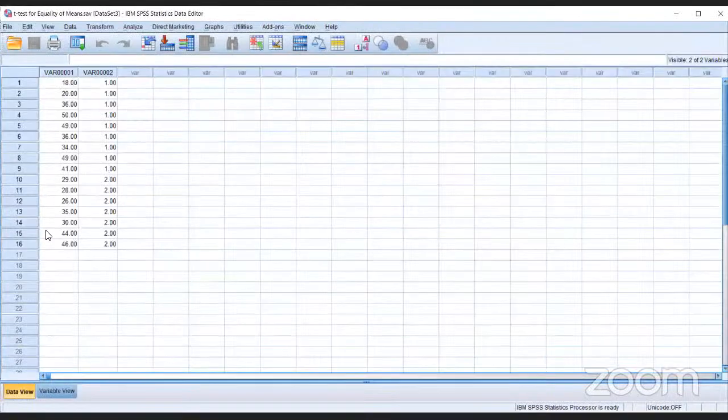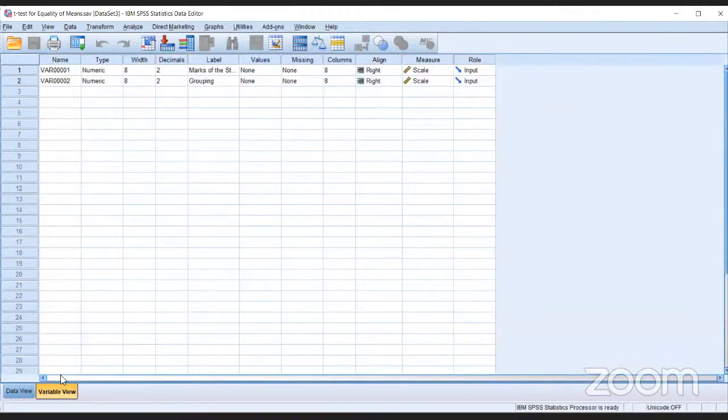I have entered the data, and this is very much important. Are you able to see the screen? Yes, sir. So variable 1 and variable 2: marks of the students and grouping. This grouping is very much important, because with that grouping only are we able to compare the means of two groups.